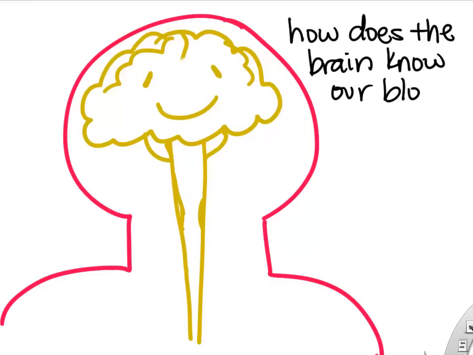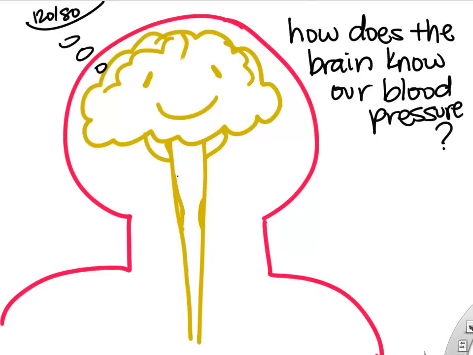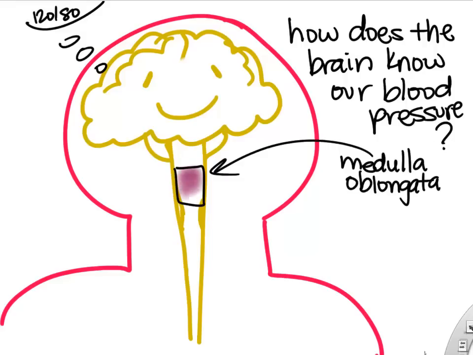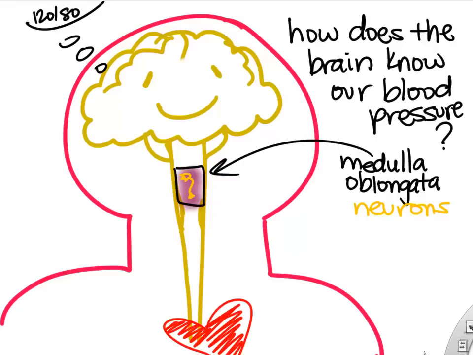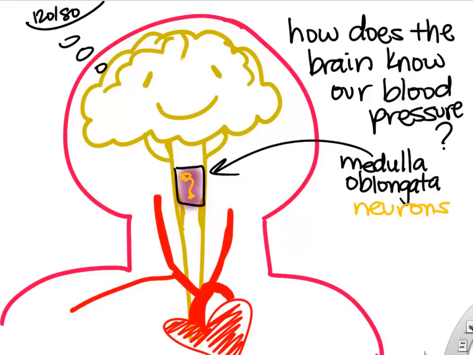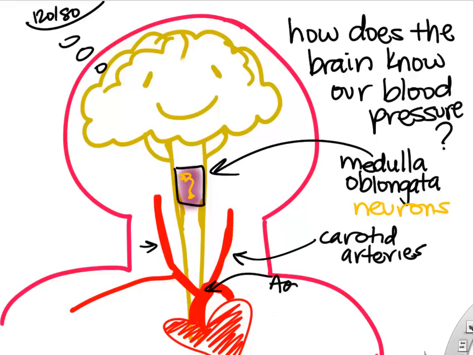So one of the things you might wonder is, how does the brain even know what my blood pressure is? I mean, again, the blood pressure is out in my arteries. How does the brain know? Well, the medulla oblongata has a group of neurons, and their job is to monitor your blood pressure. And they are going to need to get blood pressure information from your body. And the place that we give our brain our blood pressure information is mainly from our carotid arteries in our neck, and also from the aorta, which comes directly off the heart.